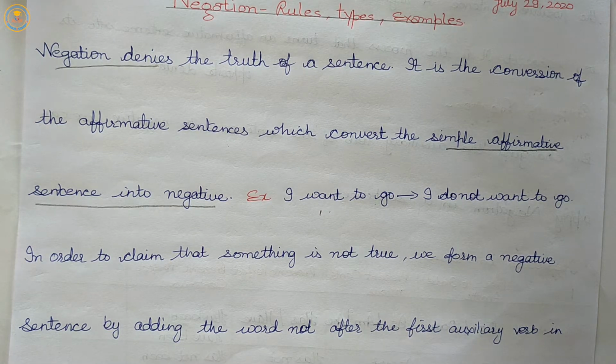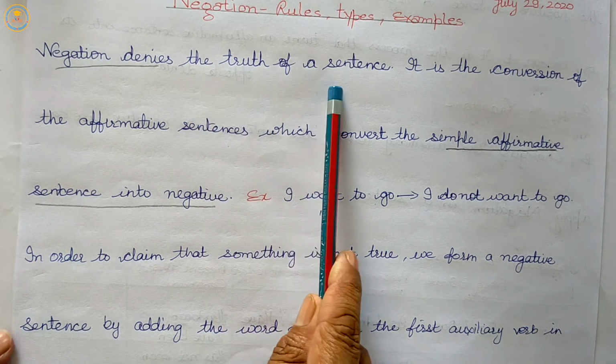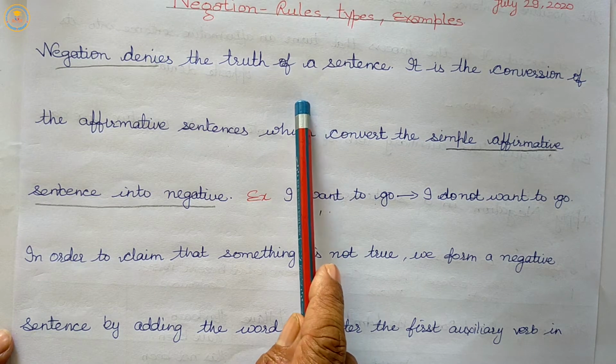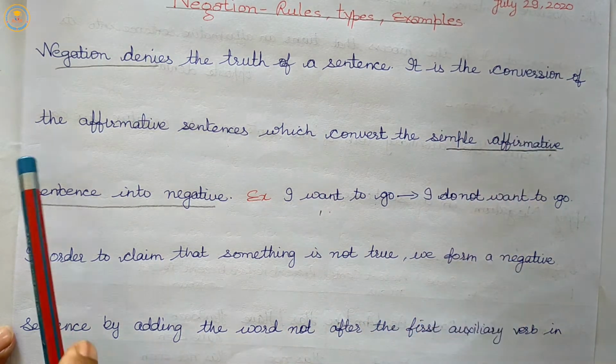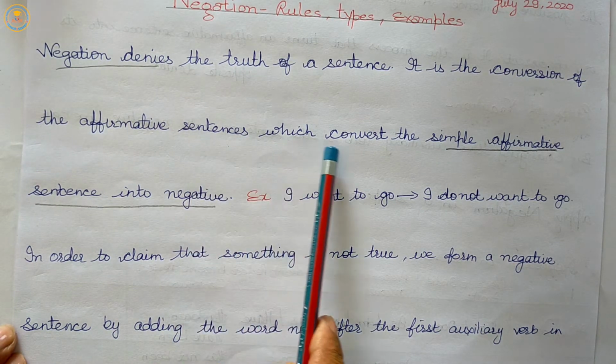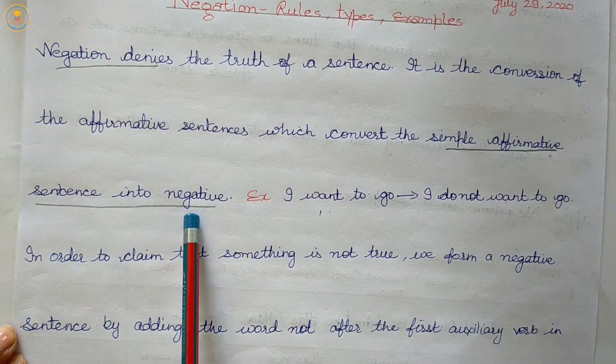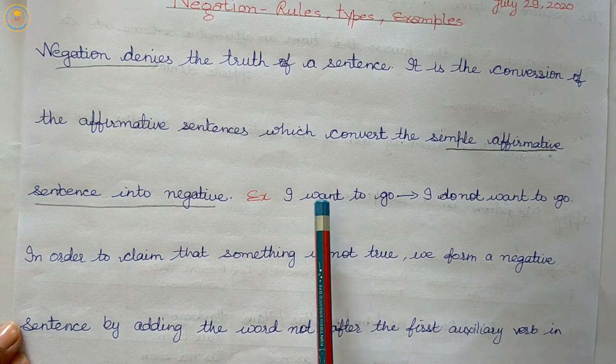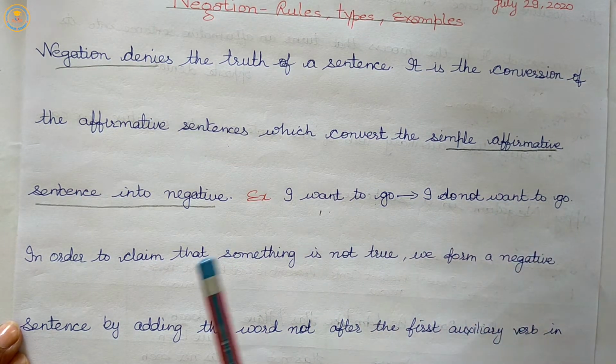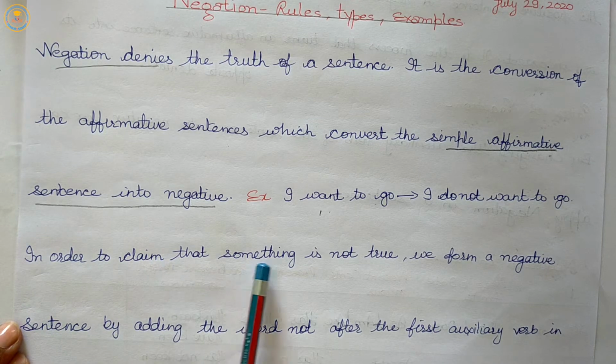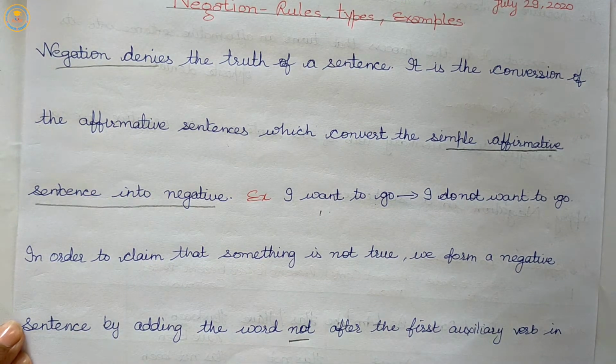So, what is a negation? Negation means to deny or to state our views in the negative form. So, negation denies the truth of a sentence, means a negative form. It is the conversion, change of the affirmative sentence, which converts the simple affirmative sentence into negative. Here an example is given. I want to go, I do not want to go. In order to claim that something is not true, we form a negative sentence by adding the word not after the first auxiliary verb in the sentence.